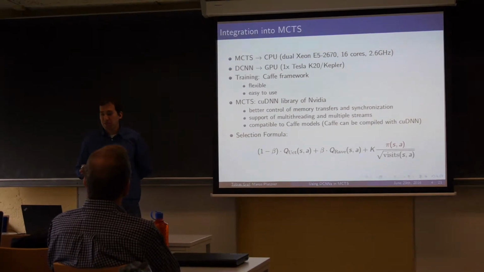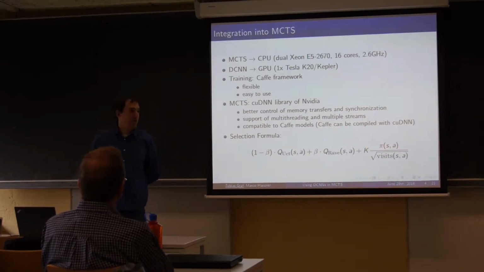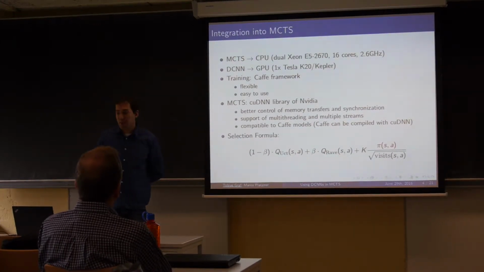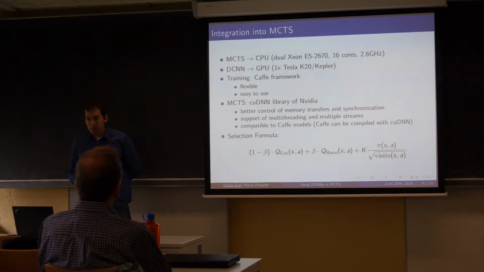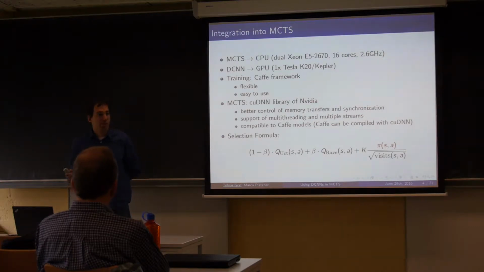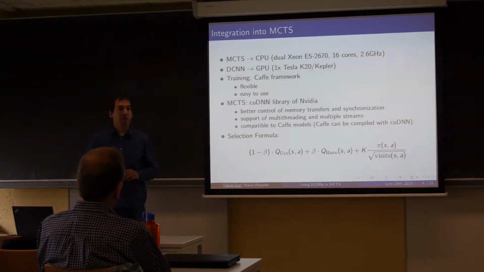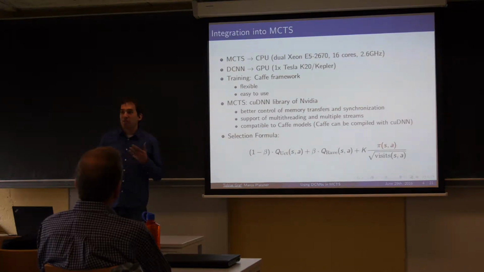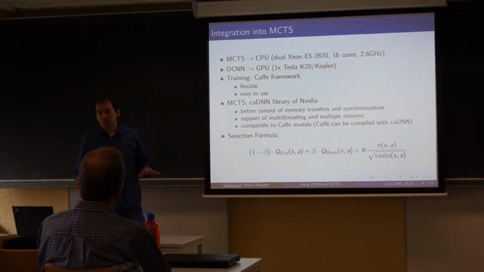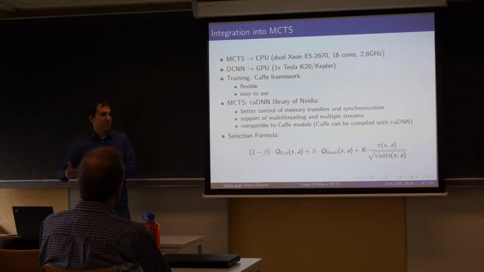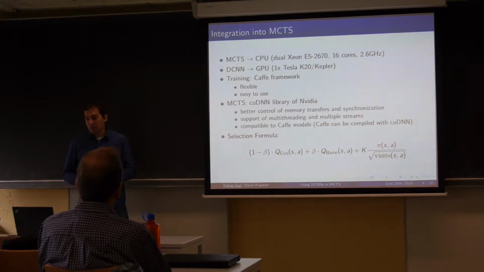It's very flexible, easy to use, and of course freely available. And in Monte Carlo tree search, we switched to the cuDNN library of NVIDIA. The cuDNN library is used in all major frameworks. It's also used in Caffe, so we can compile using this library, but it's a little bit more low level, so you have more control over what's going on. For example, you can decide that you want to use asynchronous memory transfers to the GPU, and you can control synchronization, so when to get events back from the GPU.